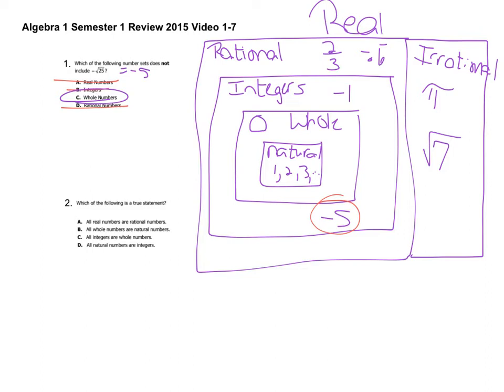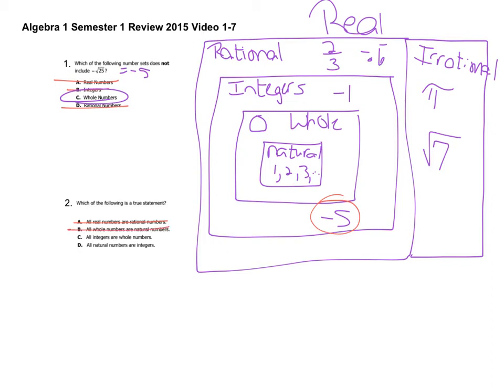Now, the next one says, which of the following is true? All real numbers are rational numbers. Well, that's not true because our real numbers can be rational or irrational. So that one's gone. B, all whole numbers are natural numbers. Is every whole number a natural number? No, 0 is not. Natural is inside whole, not the other way around, right?